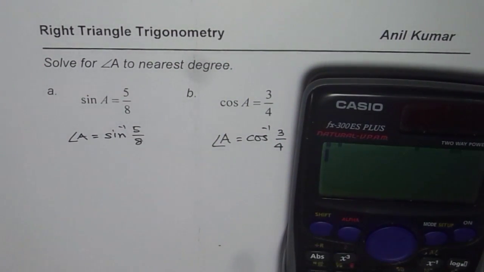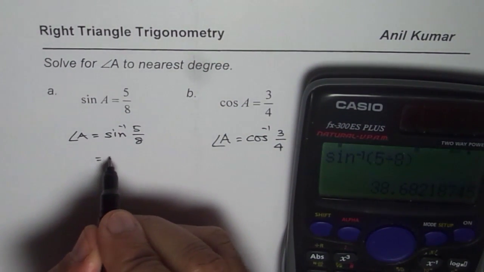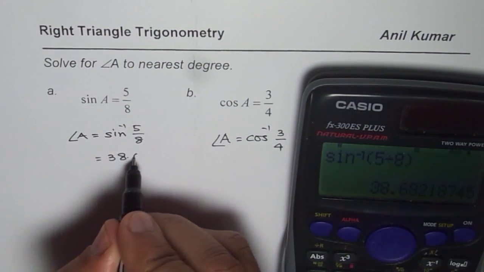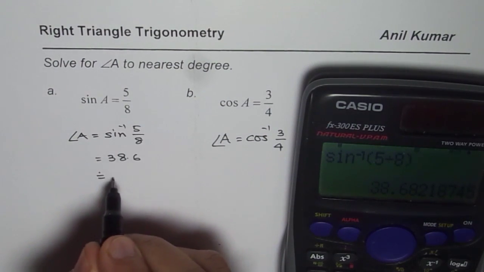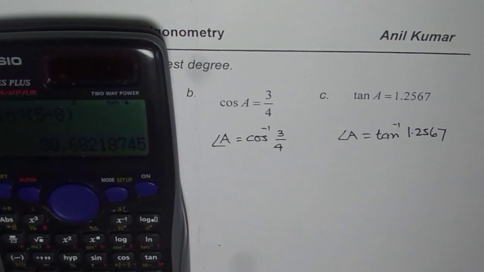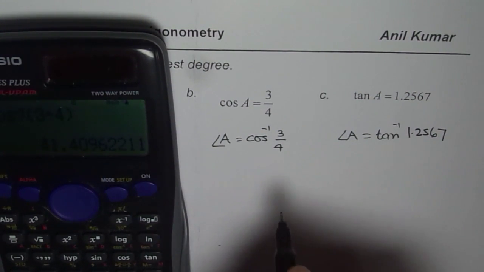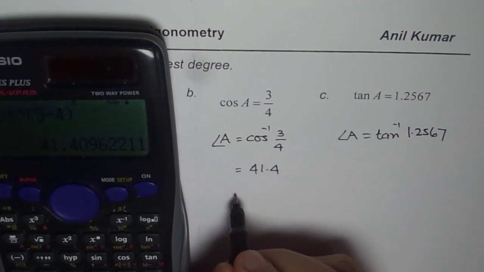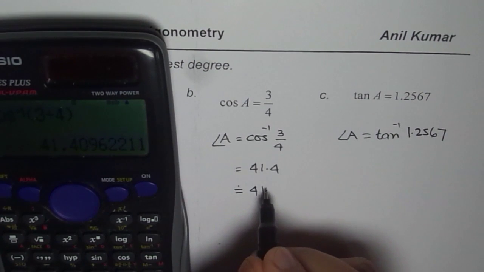So we use the second function with sine, 5 divided by 8 equals, and we get 38 point something. Since we want the nearest degree, I'm rounding it, which gives me 39 degrees, correct. Let's do the next one, which involves cos inverse. Cos inverse of 3 divided by 4, we get 41.4 degrees, right? So to the nearest degree that will be 41 degrees.